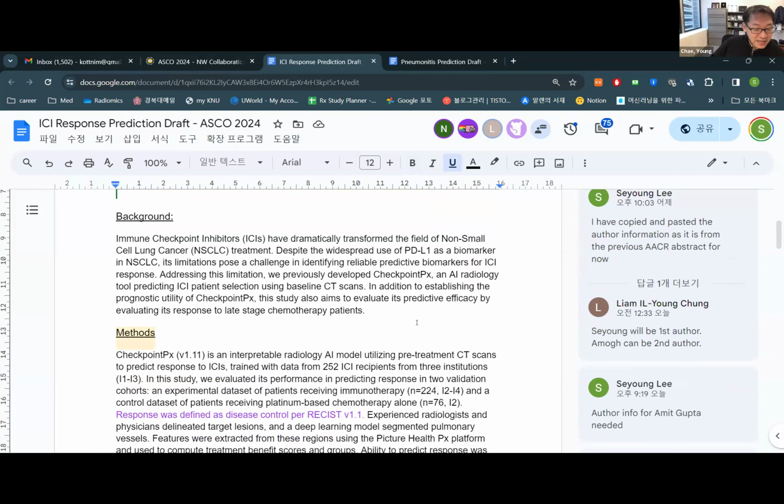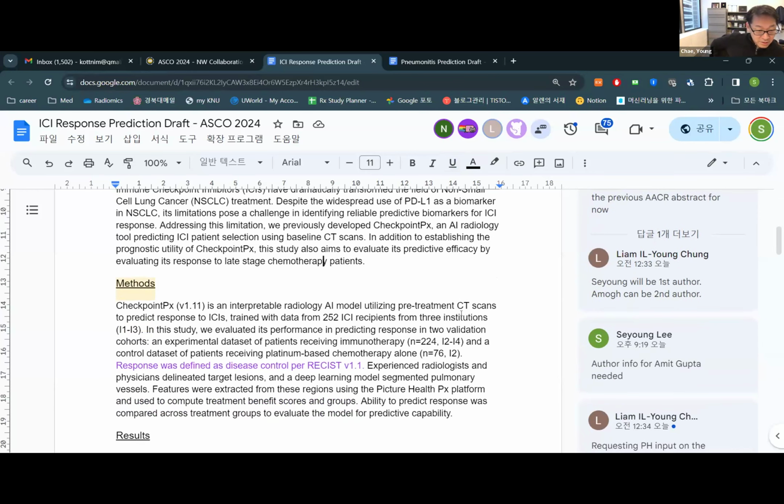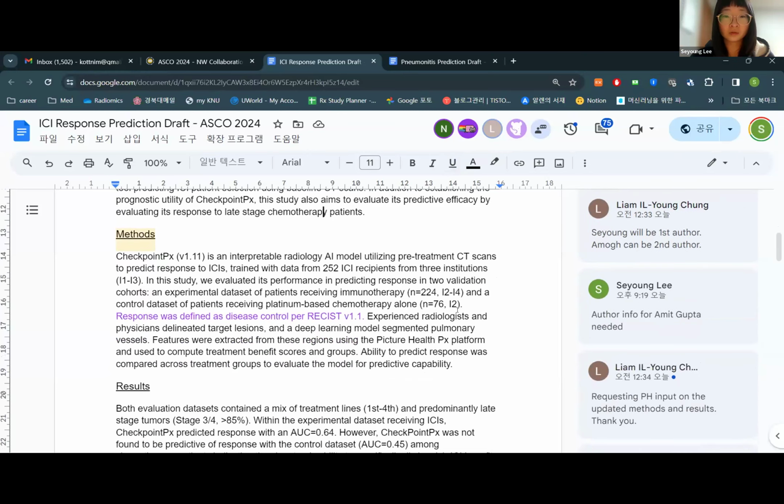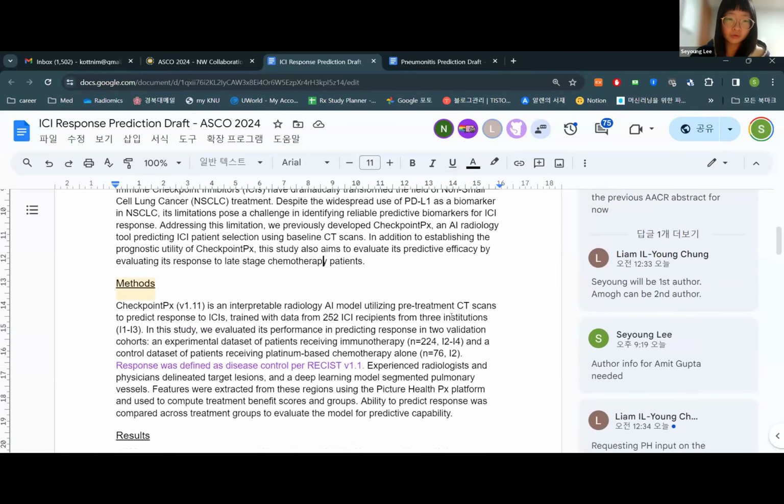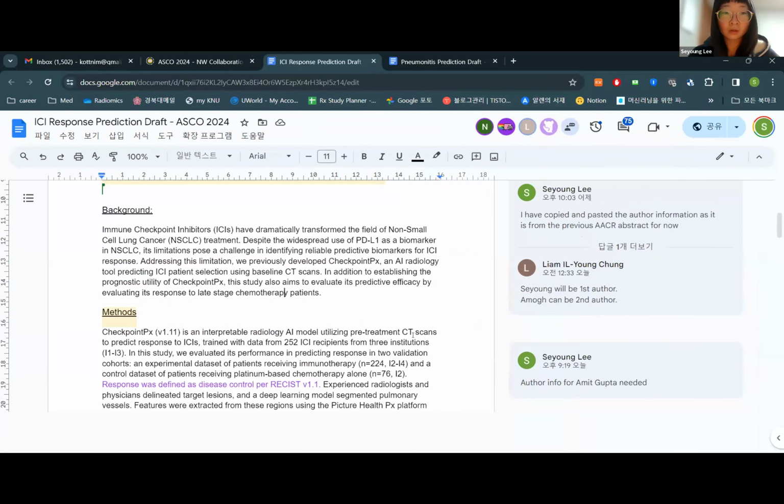So here it says late stage chemotherapy patients, the last background. Why do we use the word chemotherapy here? Yeah, that's odd, because they did remove the chemo, right? I think they changed something.